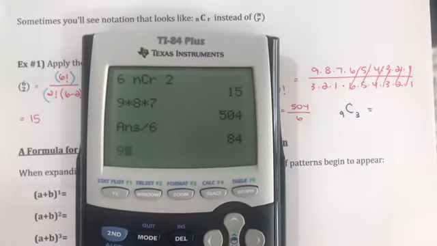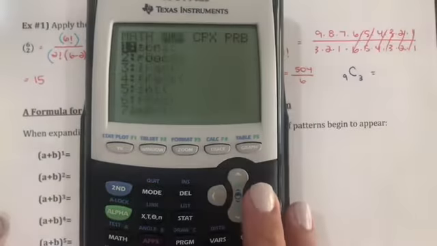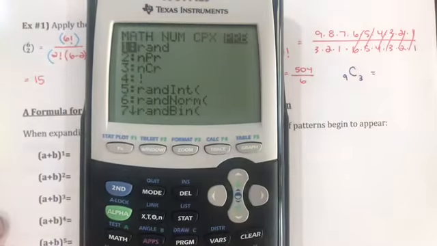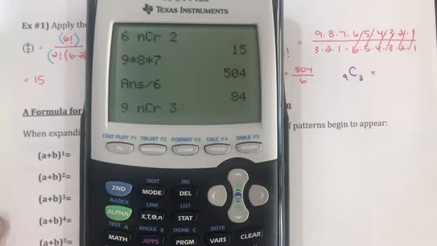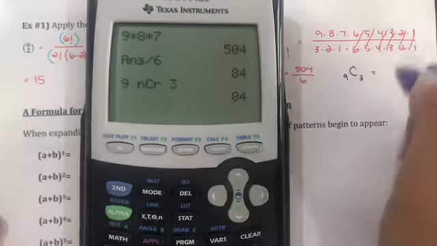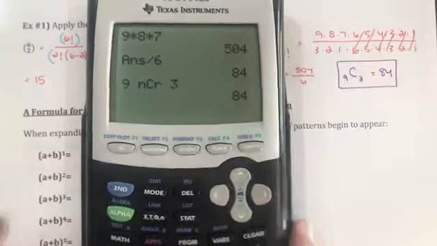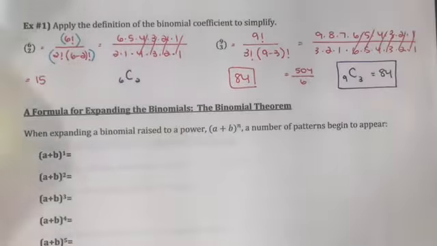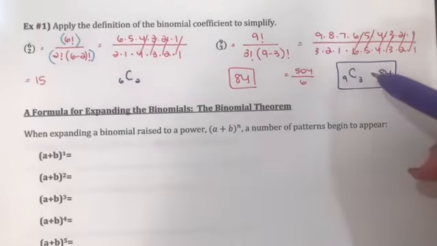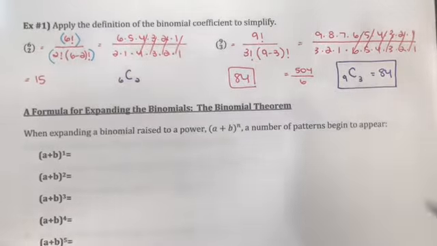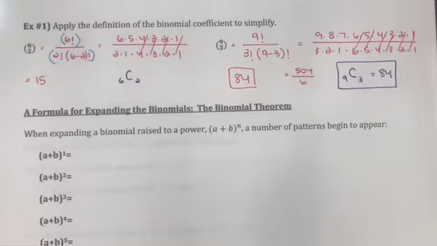Okay, we're gonna do 9, math, probability, nCr, 3, and you get the exact same answer. Okay, so both of those are acceptable. Now we're gonna be using this notation later on, which is why we introduced it right now.